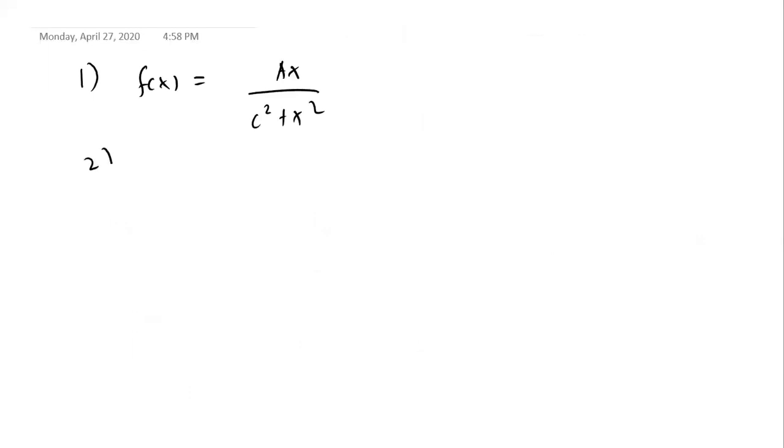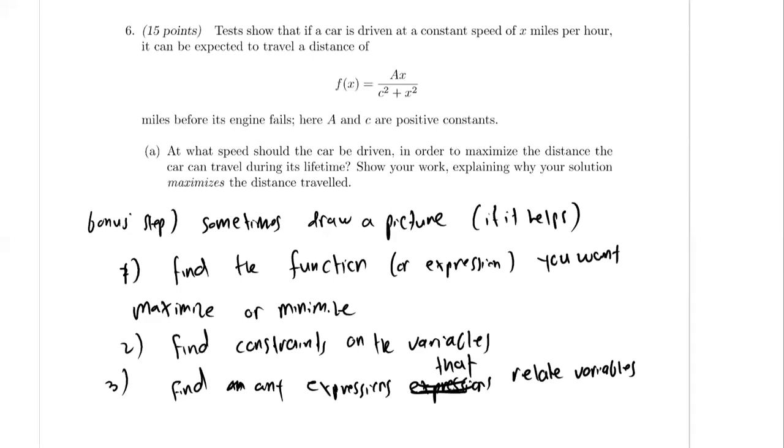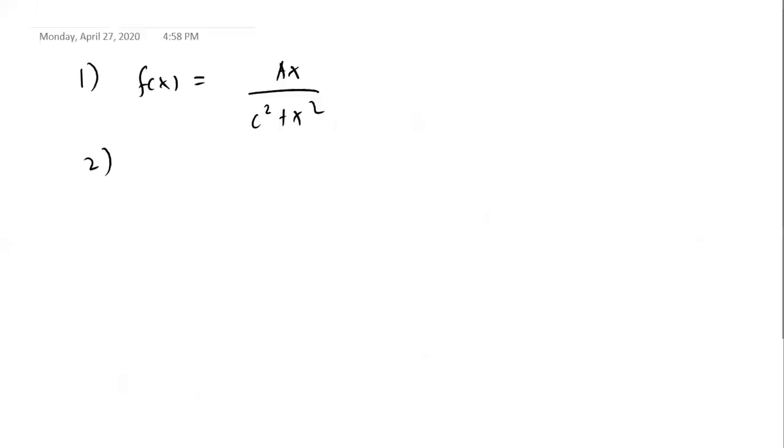Any constraints? Well, we do have some constraints. a and c have to be positive, so a and c greater than 0 are constraints. What else? Speed. Can our car ever have negative speed? No, because speed is the absolute value of velocity, so speed is always non-negative. It's either 0 or positive. So x has to be either 0 or positive. So what are our constraints? As we saw, a has to be positive, c is positive, and x can be 0 if the car is not moving, or positive if it's moving.